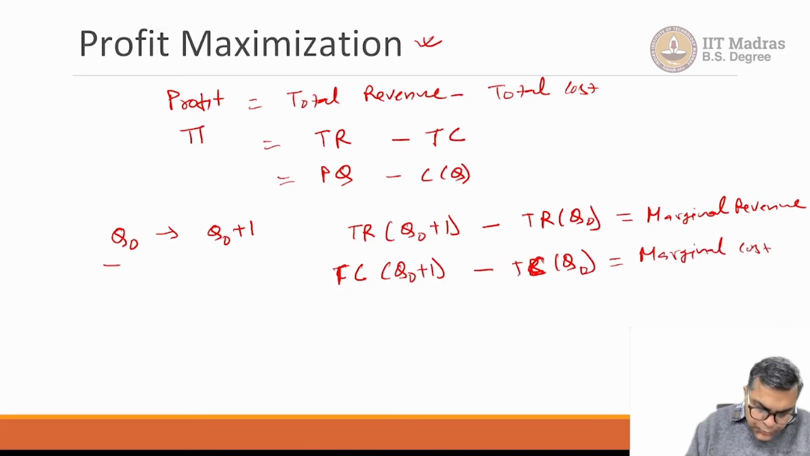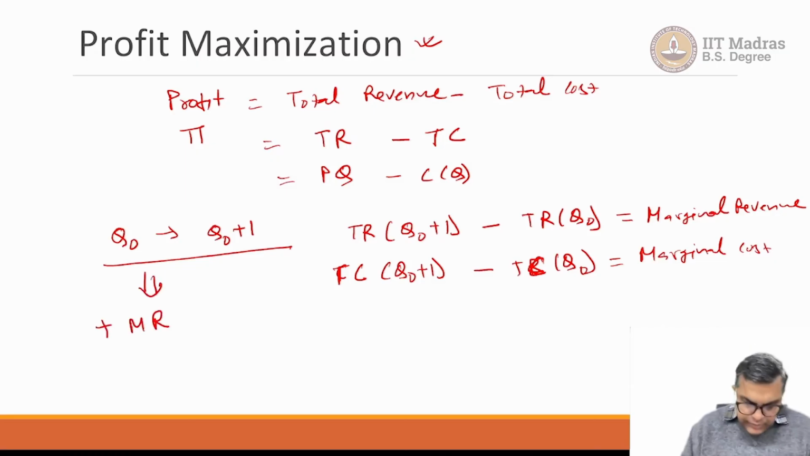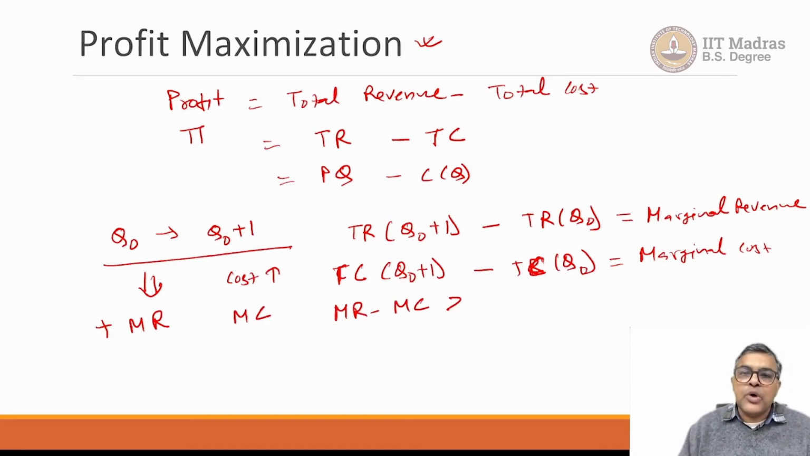So when we move from Q naught to Q naught plus 1, revenue increases by marginal revenue, but cost also increases by marginal cost. So if marginal revenue happens to be greater than marginal cost, then profit is increasing by producing one unit more, and therefore you should move from Q naught to Q naught plus 1. It's always a good idea.